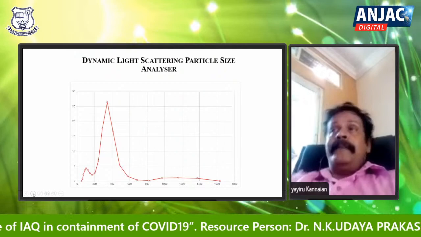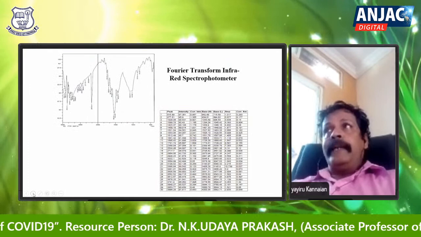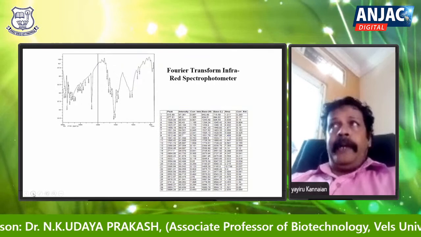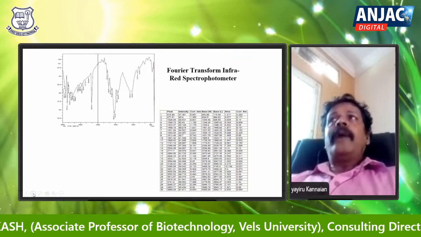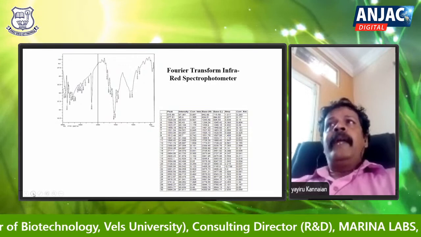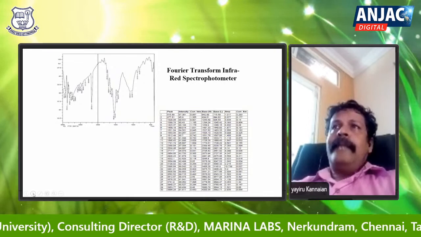Next slide. This is the FTIR of the same soot particles. I wanted to know whether this possesses any chemicals associated with the nanoparticles of carbon. We were able to record nearly 30 peaks, of which 22 are significant. Among the 22 peaks, when we get into the FTIR interpretation, we end up with mostly organic compounds associated with this soot. Next slide.